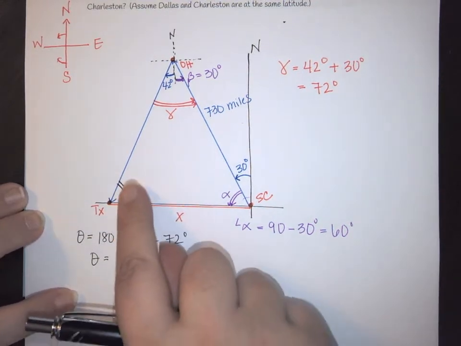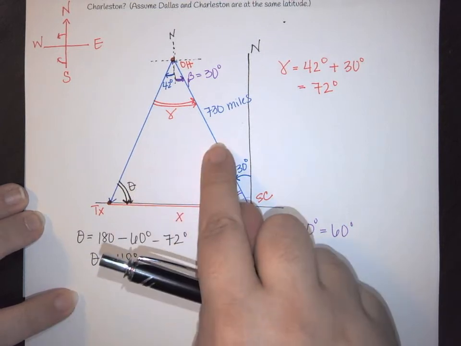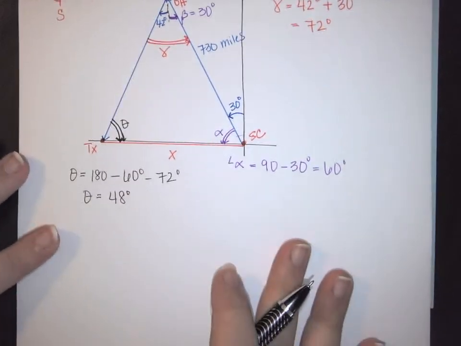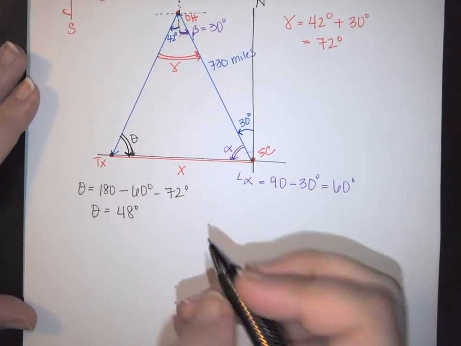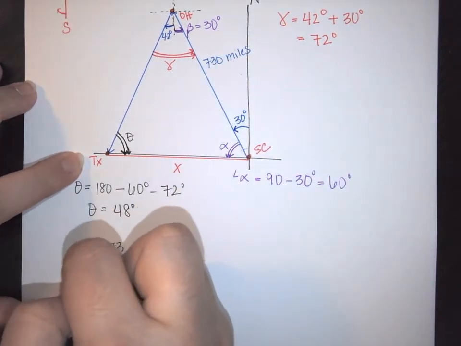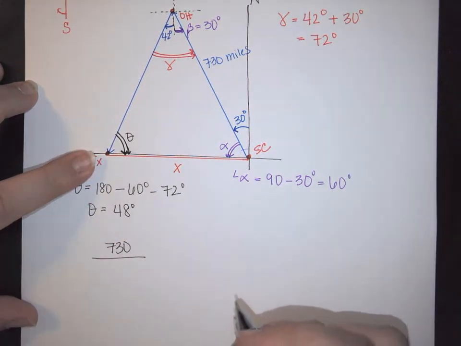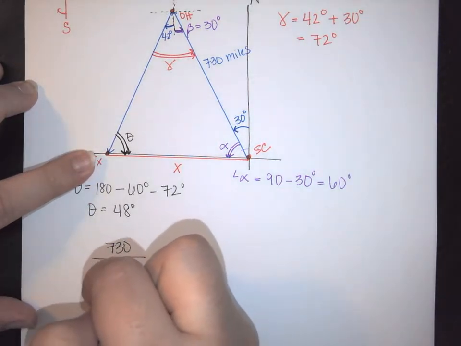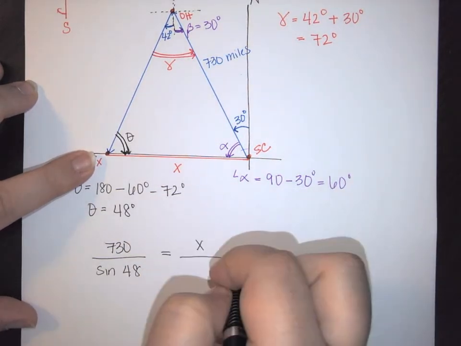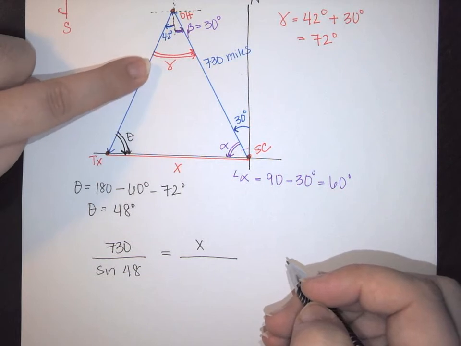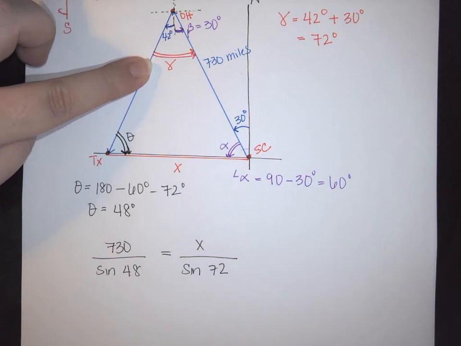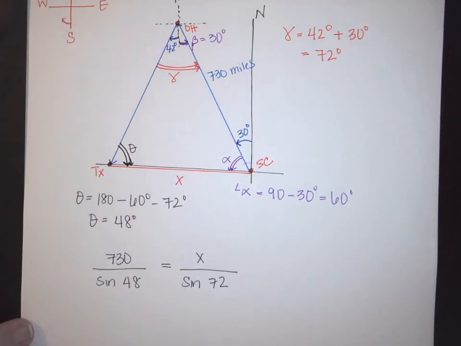So I have an angle with a missing side. So this tells me that I can use my law of sines. So I am going to have my side, 730, over the angle I just found, so sine of 48, is going to equal my missing side over my gamma angle. So this would be the sine of 72. Solve for x and we have our answer.